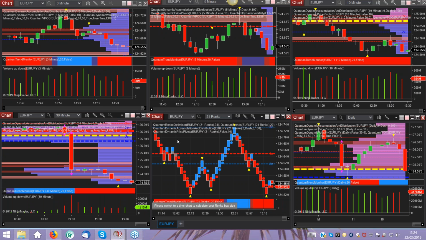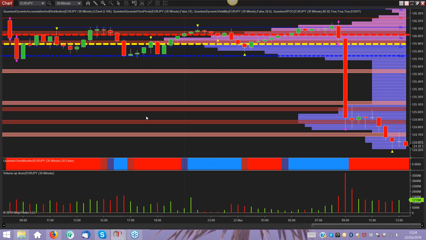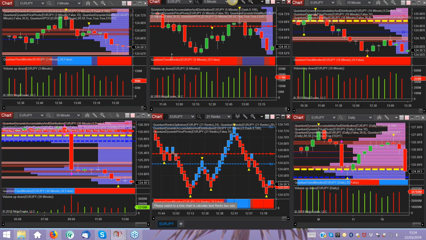Just looking at what's going on here, let's go a step down onto the 30. We traded in here for a while, now we're carrying on down. Lower still to go by the look of it. Let's just have a look and see what's going on in the euro dollar.